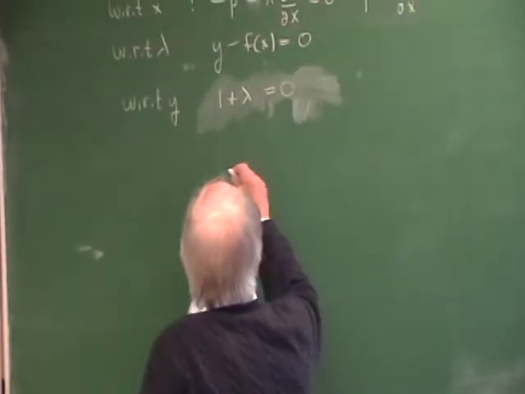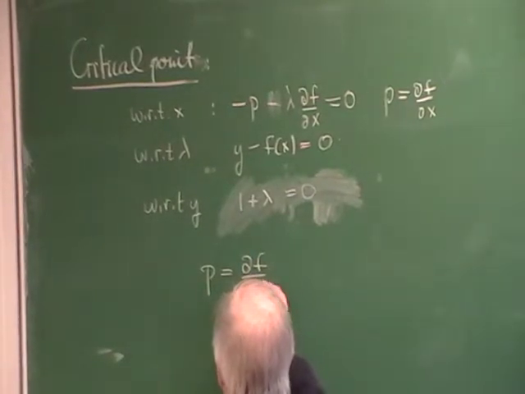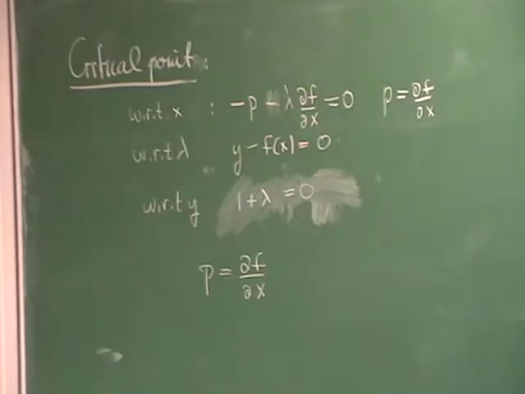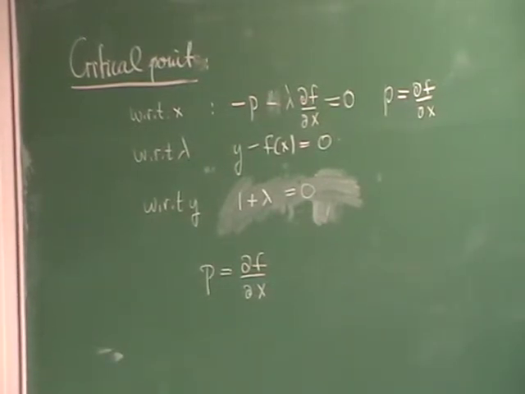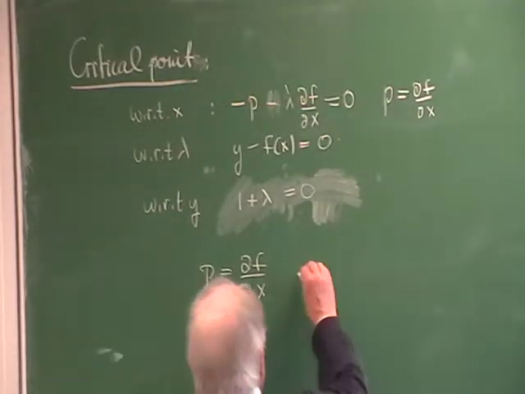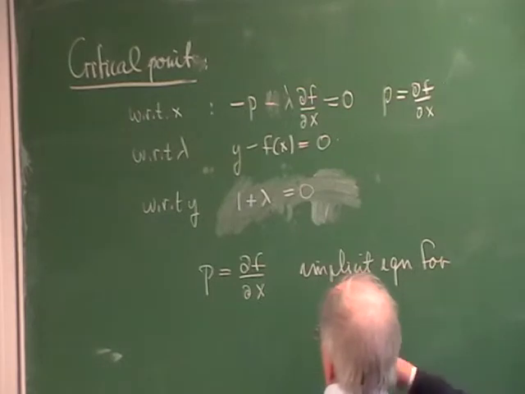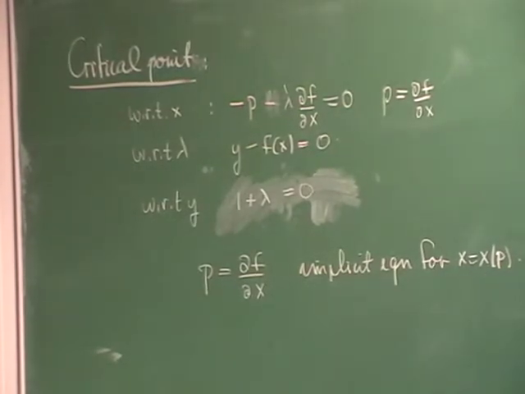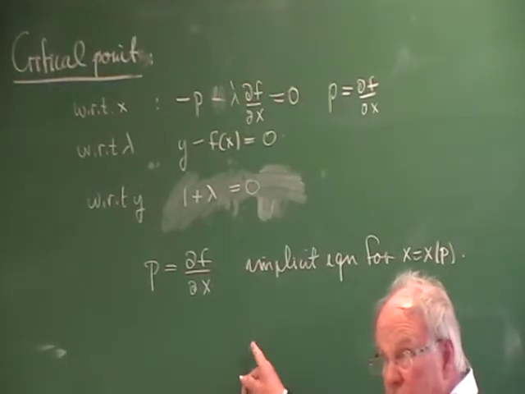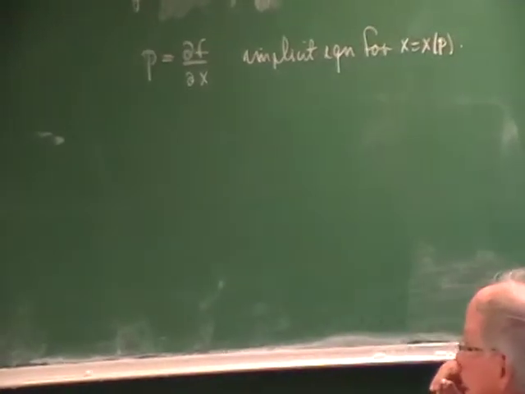So what we get out of this is, I just did the mathematics, but you believe it with the geometry: p equals df dx. It means that the gradient of the nonlinear function is the same as the linear function, which it has to be. But this equation here is an implicit equation, and we regard it as an equation for this function x of p.